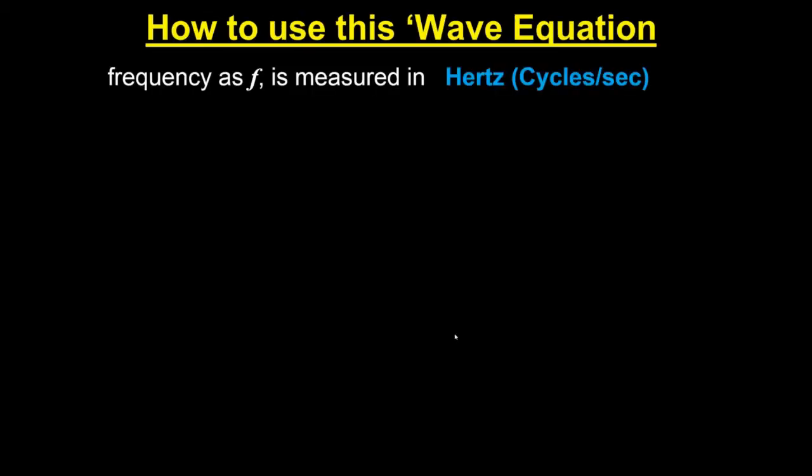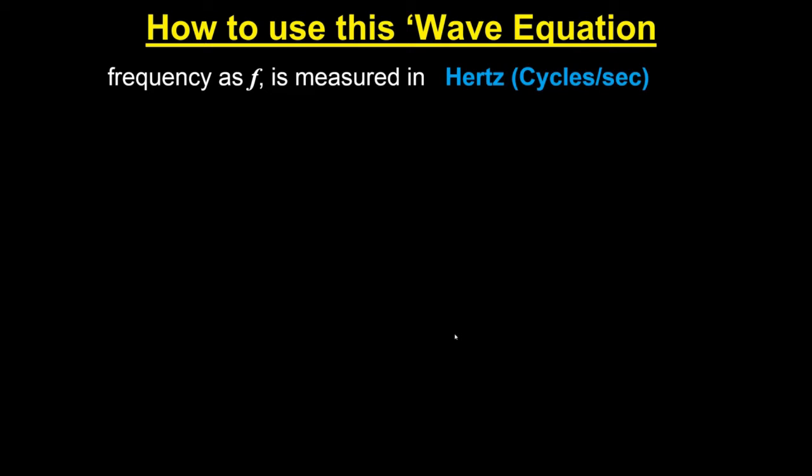So how are we going to use this wave equation? These quantities are real quantities, they have units. They are measured in something. I can't tell you that something is 10 away from me. Is it 10 meters? Is it 10 apples? Is it 10 people away? What is it? So we need units.